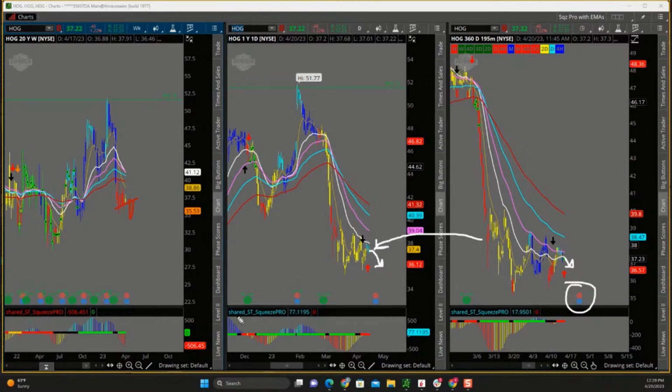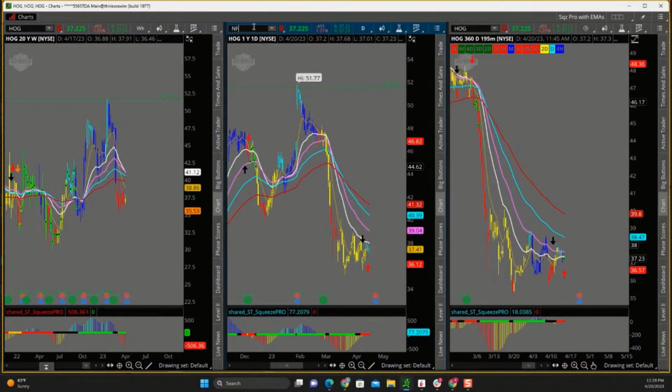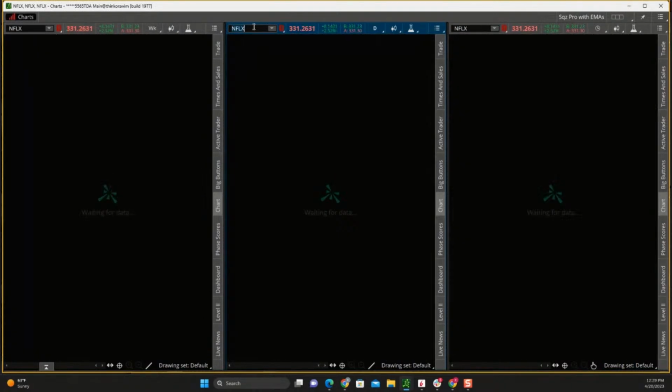You couldn't have caught the squeeze on Netflix. This has just had earnings. Earnings and volatile events will make the squeeze not as beneficial, because the squeeze is good when things are trending, but whenever things get volatile, it shakes it out. There was no way to catch it.